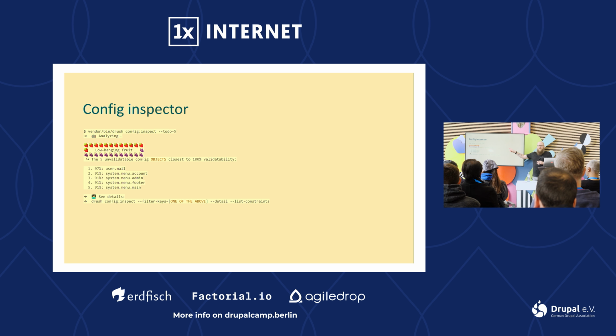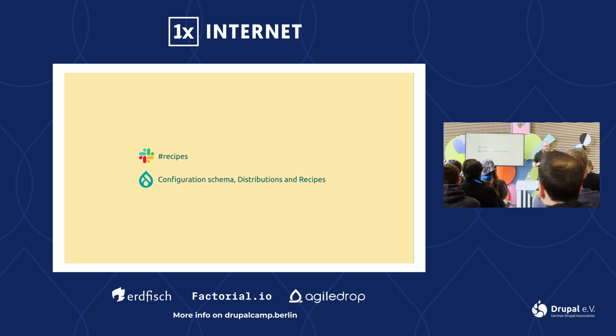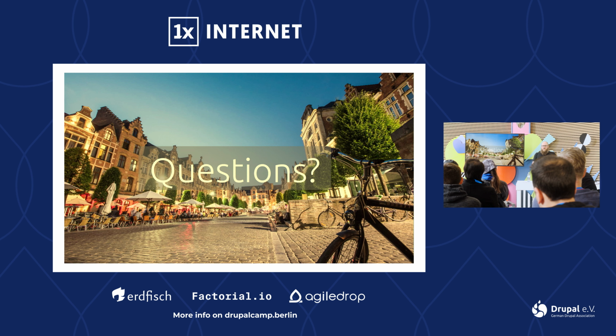You could use Config Inspector, which has a really helpful flag to inspect what's still to do or how validatable it is today, and that helps you get ready for those things. You can ask in the recipes channel or use the combination of these two tags on Drupal.org to find issues, and then you should be good to go to help us make this better for Drupal. Are there any questions?